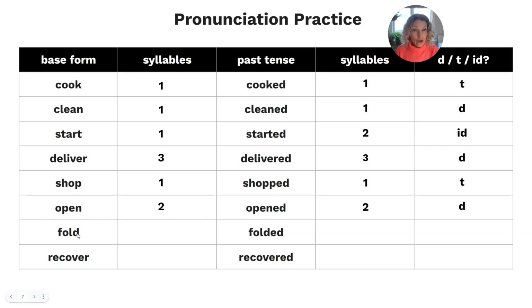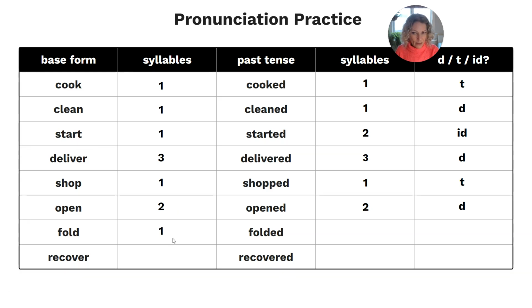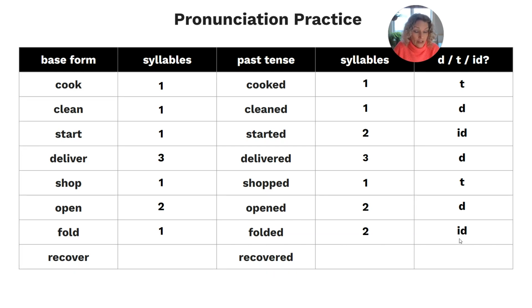"Fold," that verb ends in a D, so watch out. It's only got one syllable in the base form, but we do need to have two syllables in the past tense to be able to pronounce that word. So it does have the extra syllable "id."